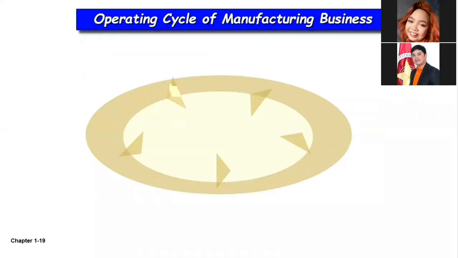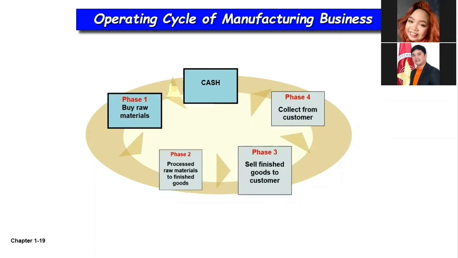Okay? So let's talk about the operating cycle of the manufacturing business. So here are the steps, or actually ito ay kaya tinawag na cycle, paikot-ikot po na nangyayari. So everything, of course, we need cash for us to operate our business. Pero what do we do with our cash? The first one is we buy the raw materials.